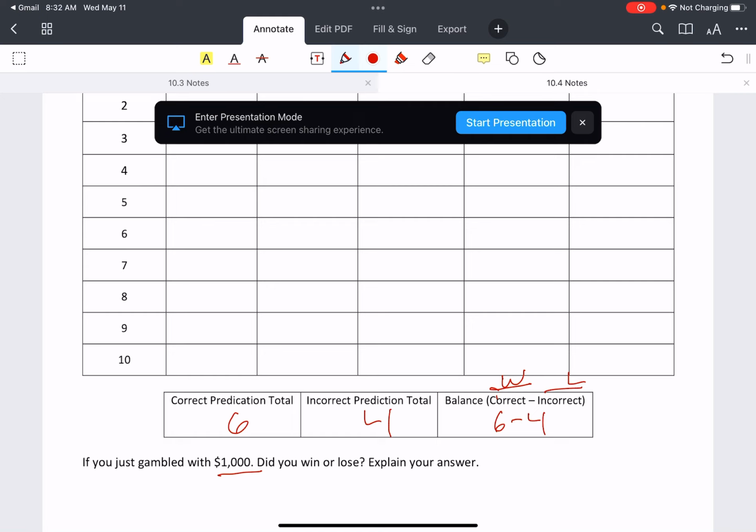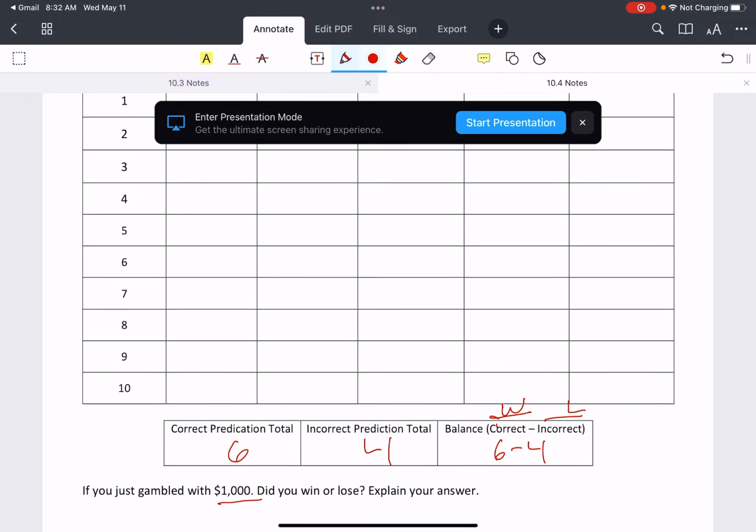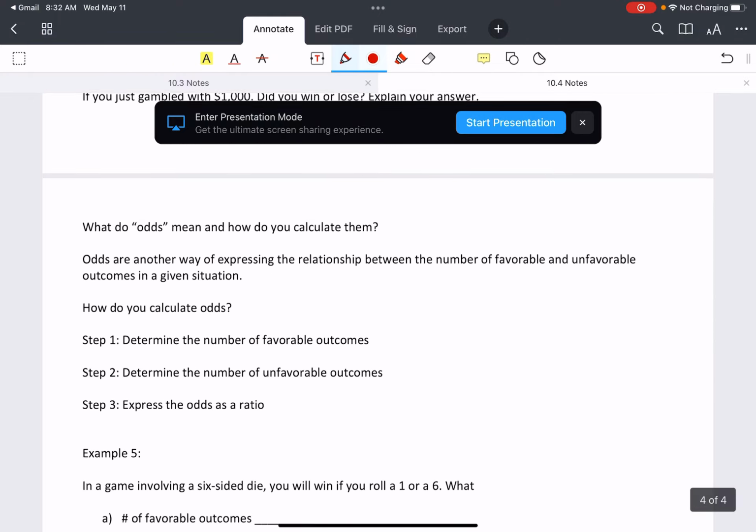But in sports betting, Kentucky Derby, Olympics, when it turns out that each option is not the same probability, we use what are called odds instead. You guys with me? Okay. So let's talk about odds next.